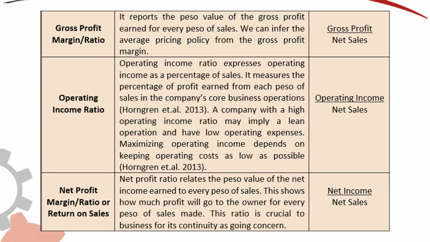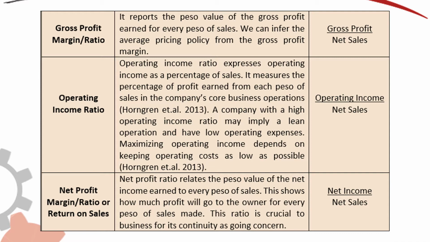Next item is the operating income ratio. This expresses operating income as a percentage of sales. It measures the percentage of profit earned from each peso of sales in the company's core business operations. The formula is operating income divided by net sales. Let's say that the value is 11%. So it means that for every 1 peso net sale, the business generates 0.11 pesos for its operating income.